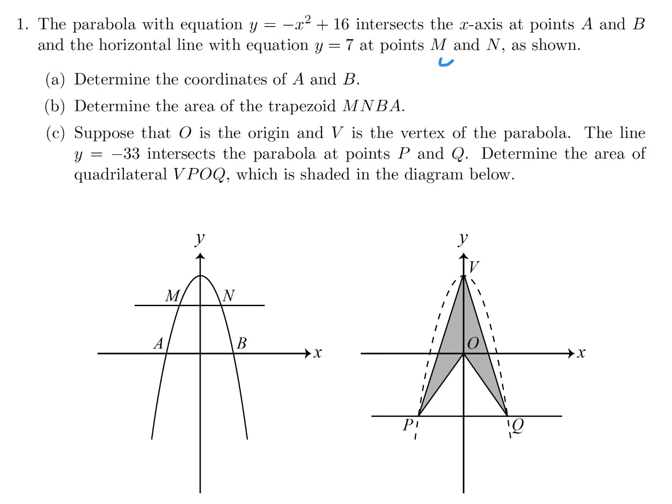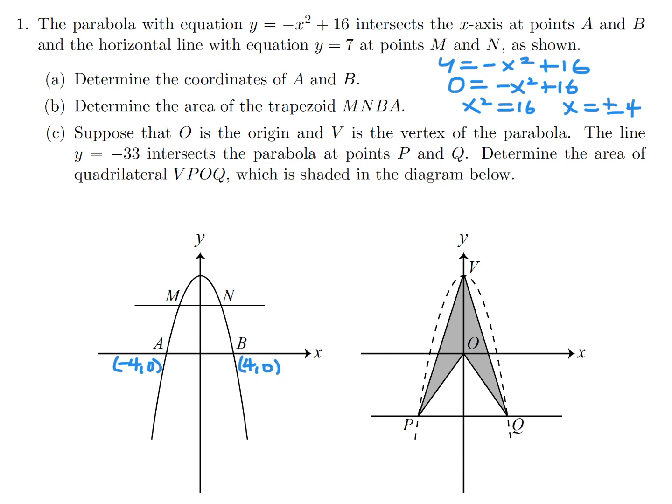If y is equal to minus x squared plus 16, A and B are basically where it crosses the x-axis, so that means that y is 0. So set y equal to 0, and when you do, you get 0 is equal to minus x squared plus 16. Bring the x squared over, so that means x is equal to plus or minus 4. So obviously, A would be (minus 4, 0), and B would be (4, 0).